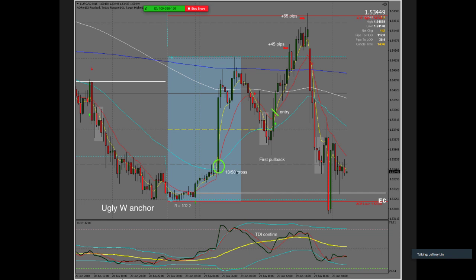Like those two are enough for me to see a picture. But if you want to use the TDI on the H4 also to give you some kind of confirmation, that also helps as well. But generally, like I said today in the session, I like to see that the TDI on the H1 is congruent with what's going on the TDI and the M15.